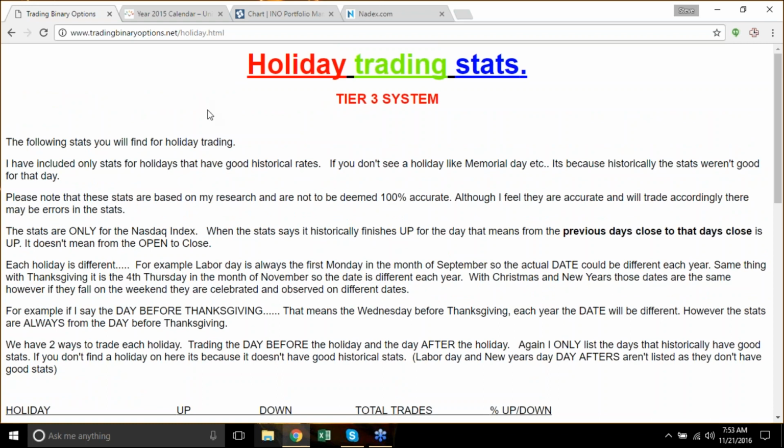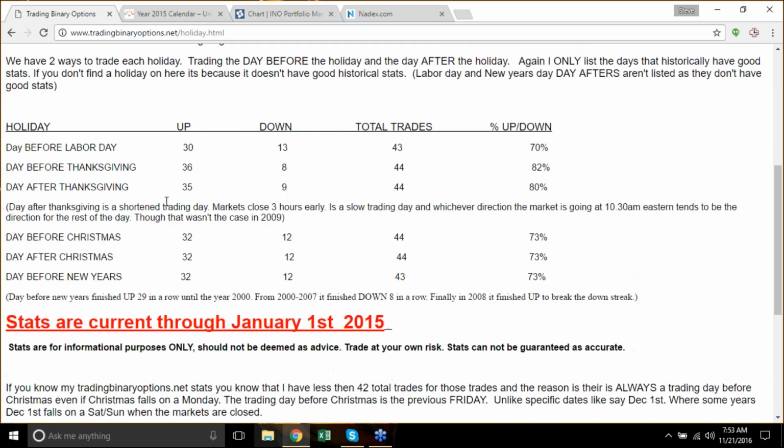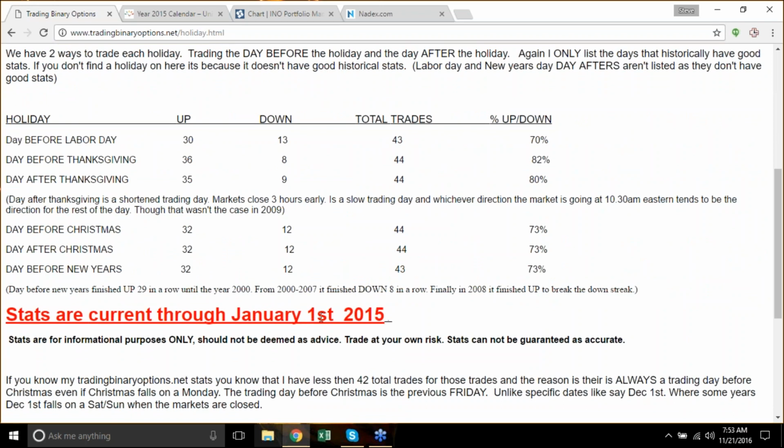Anyways, I haven't updated it in a little while. You can see the stats are through January 1st, 2015. So actually we're only missing 2015 data. But you can see the day before Thanksgiving and the day after Thanksgiving have very good historical win rates.